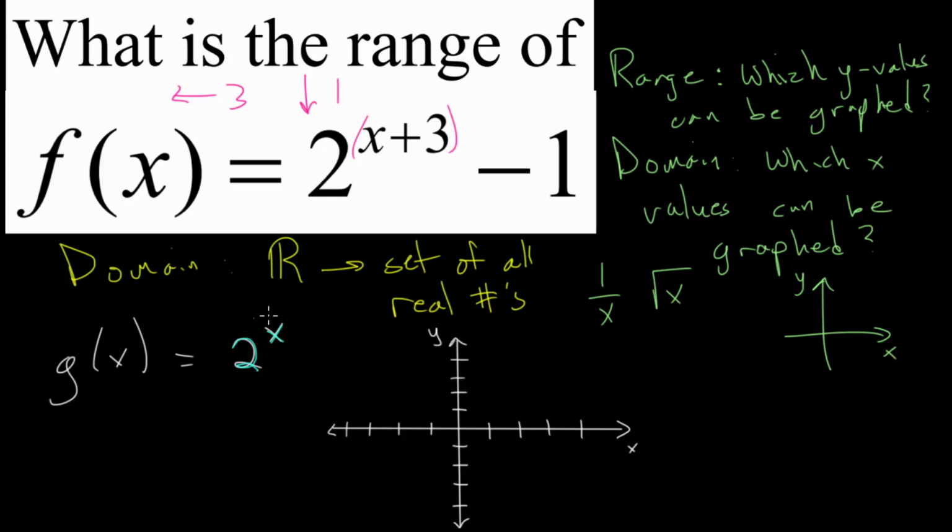But if you plug in 0, you get 1. Anything to the 0 power is 1. If you plug in 1, you get 2. If you plug in 2, you get 4. And if you plug in -1, we are dividing by 2 once, which is 1/2. -2 means we're dividing by 2 twice, which is 1/4. -3 would be 1/8, and so on.